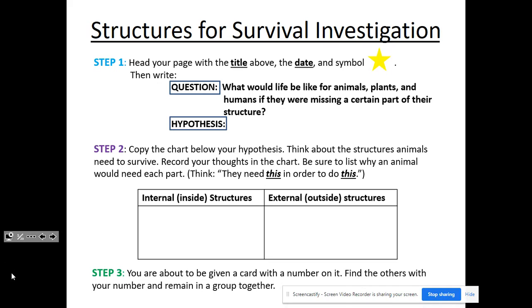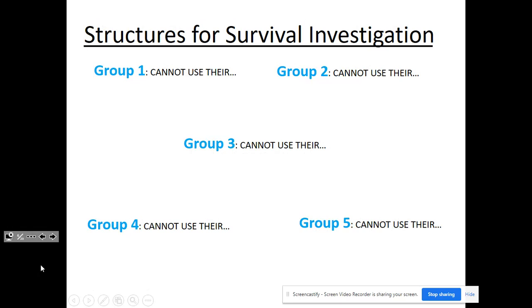Okay, for this activity, you're going to be given a card with a number on it, and you're going to find others with your number, and you're going to remain in that group together, okay? Okay, there are going to be 5 groups in all. So make sure that everybody is in their groups, and then let's find out what your particular group cannot use. What feature of your body cannot be used for this activity?